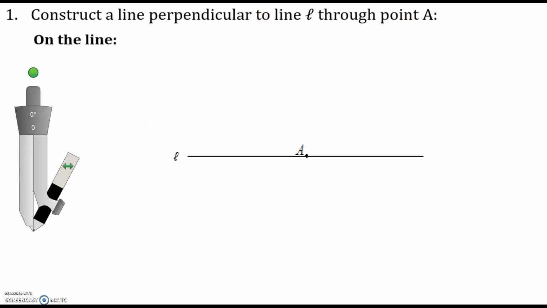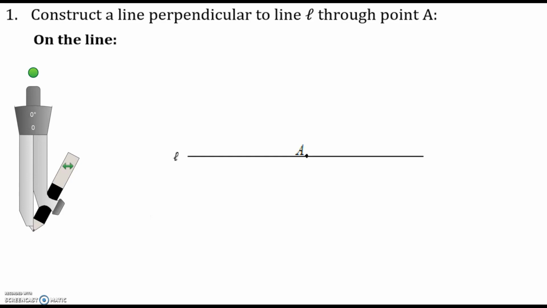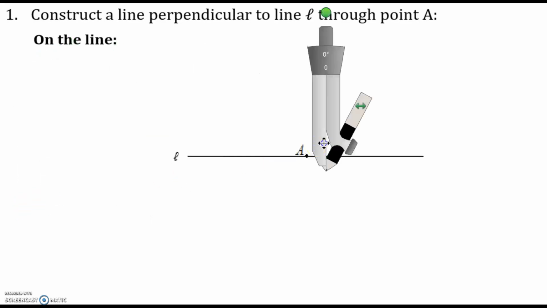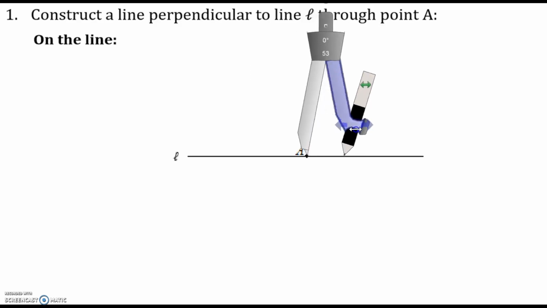For starters, we have two possibilities. One where we're drawing a perpendicular through a point that's on the line, and one when we're drawing a perpendicular through a point that's not on the line. So if we're doing this on the line, first thing we're going to do is realize that the point is very important, and we're going to treat this a lot like we did when we bisected an angle.